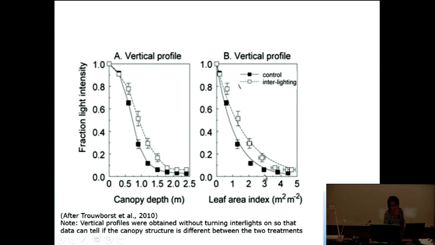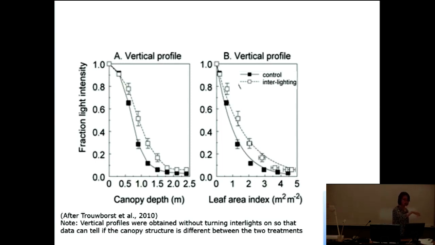So this is showing two graphs. One has the canopy depth as the x-axis, and the other one is the leaf area index. The leaf area index one shows much more clearly the separation of the two, the vertical change of the light. So it clearly shows the difference in K value, right? The extinction coefficient of the interlighting is smaller, okay, smaller.